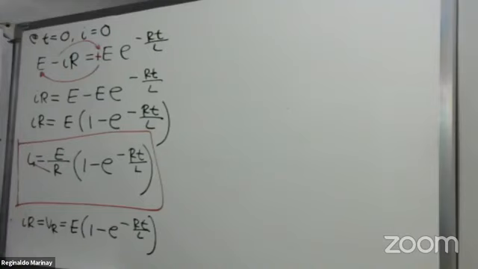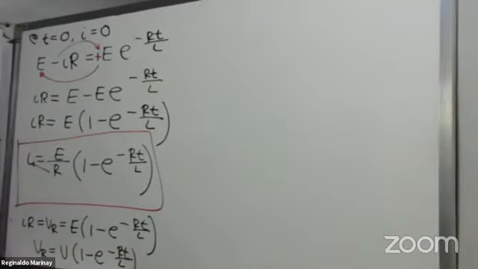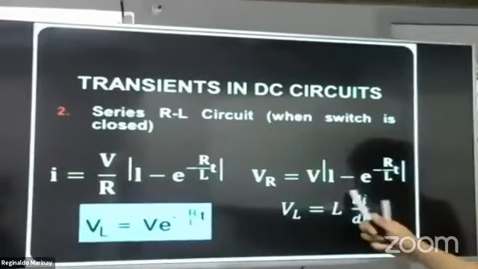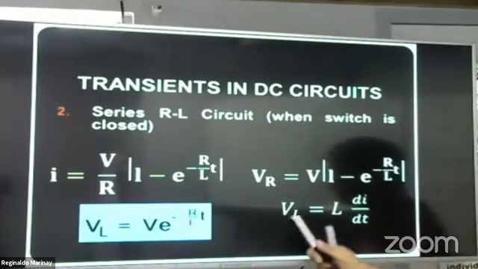So, I may replace our E with V, or the total voltage V, times 1 minus E raised to negative Rt over L. Please take a look at the PowerPoint. Will it give the same equation in the PowerPoint? The answer is yes. And then this is already a formula.